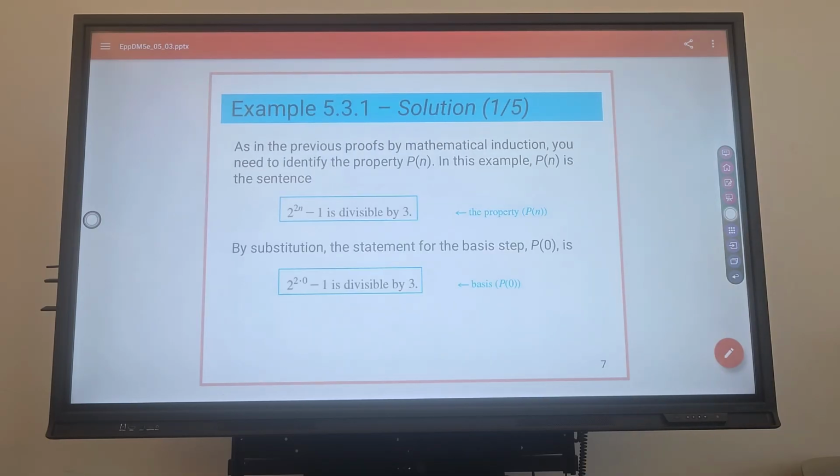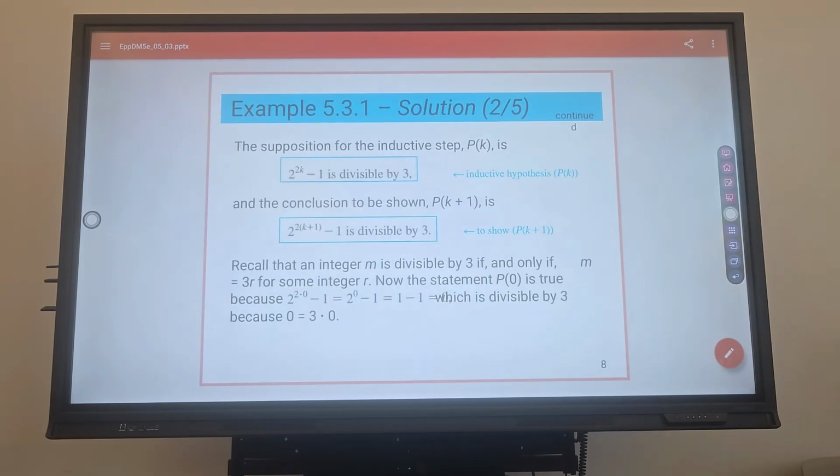As in the previous proofs, by mathematical induction, you need to identify P of n. In this example, P of n is the sentence 2 to the 2n minus 1 is divisible by 3. By substitution, the statement for the basis step P of 0 is 2 to the 2 times 0 minus 1 is divisible by 3.